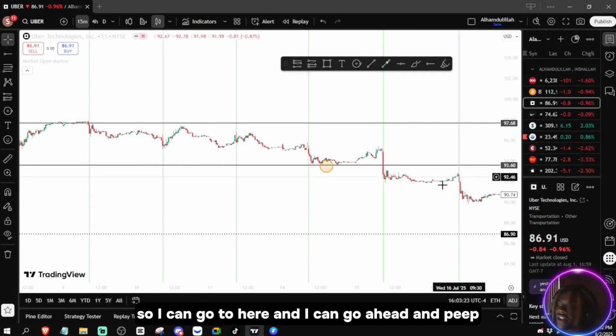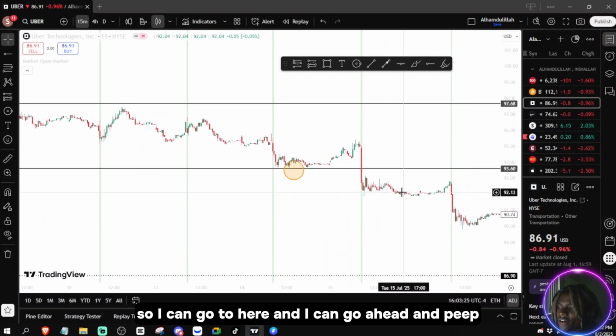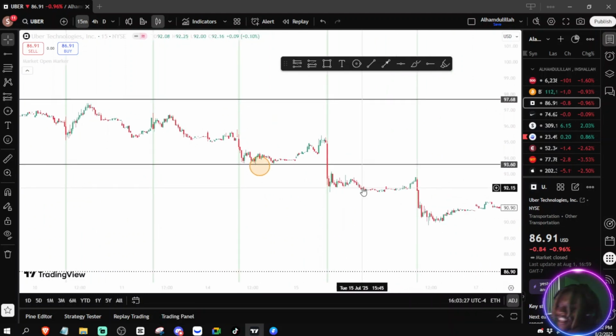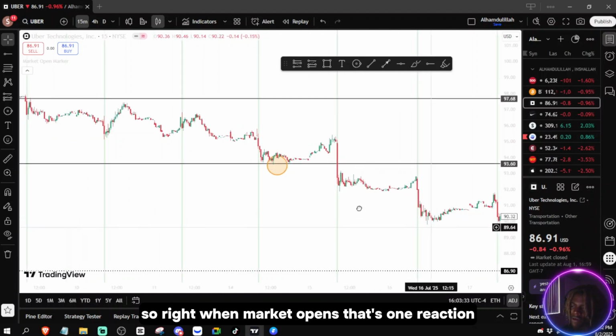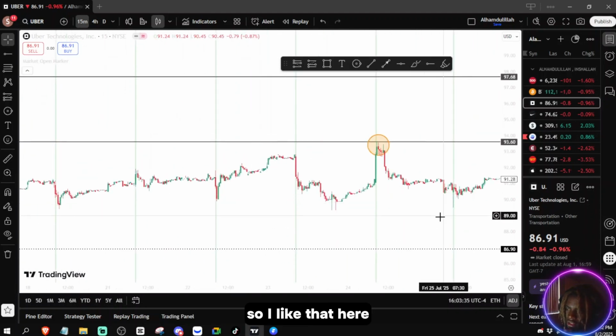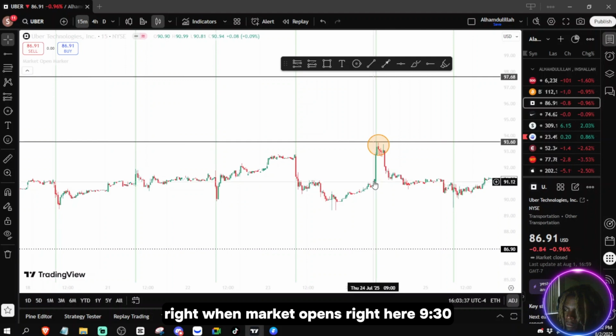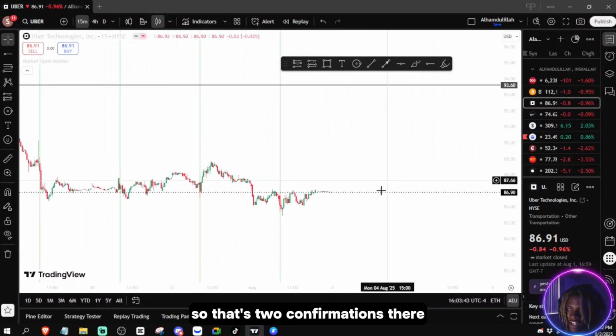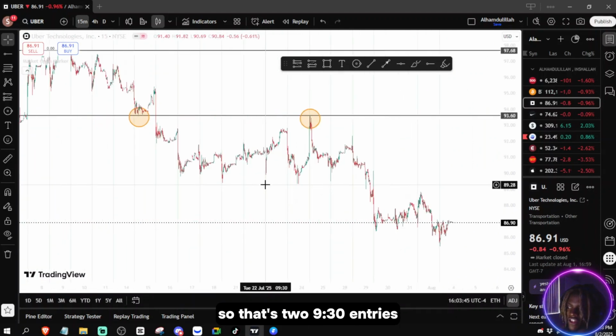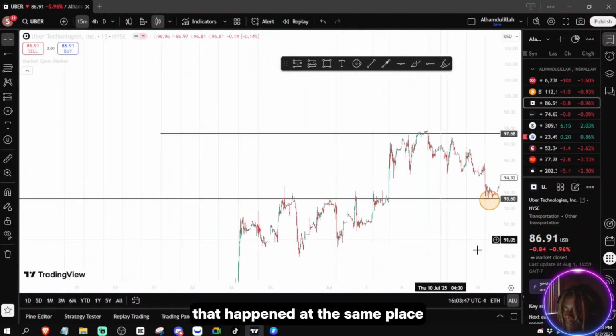So I can peep that price decided to break out at 9:30 right at the black line. Right when the market opens, that's one reaction. I like that here. Right when the market opens right here, 9:30, we got a heavy reversal from this angle. So that's two confirmations there, two 9:30 entries that happened at the same place.